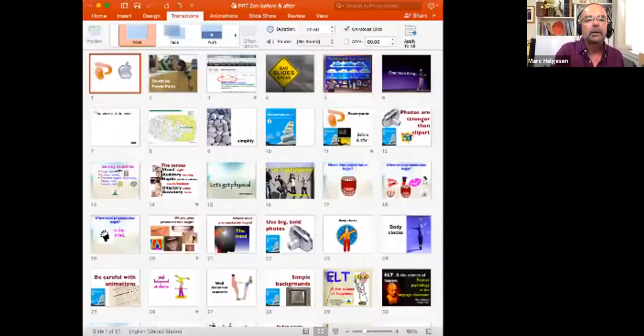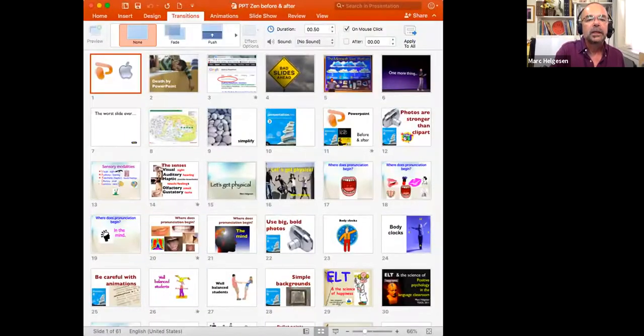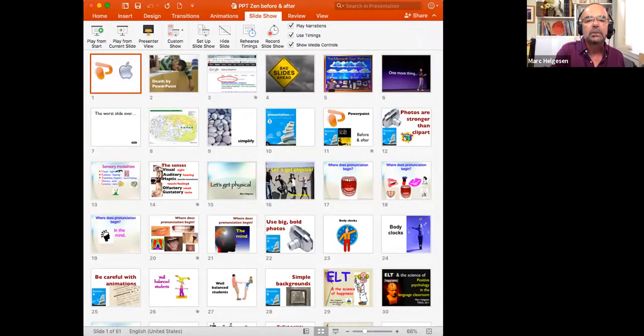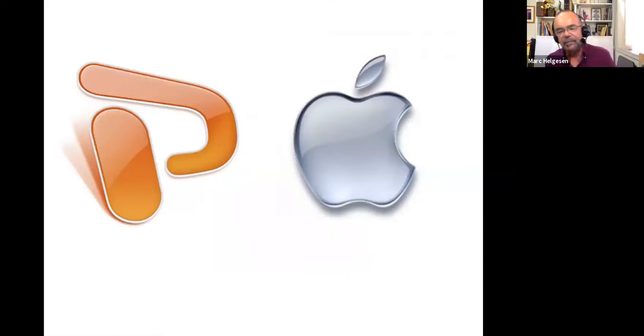Play from start. Now I'm using the word PowerPoint, but this applies just as much to Keynote. And I put up the Apple logo instead of the Keynote logo because just about everybody knows the PowerPoint logo. If you're not a Keynote user, you probably wouldn't know what the Keynote logo means. So that's why I used Apple.